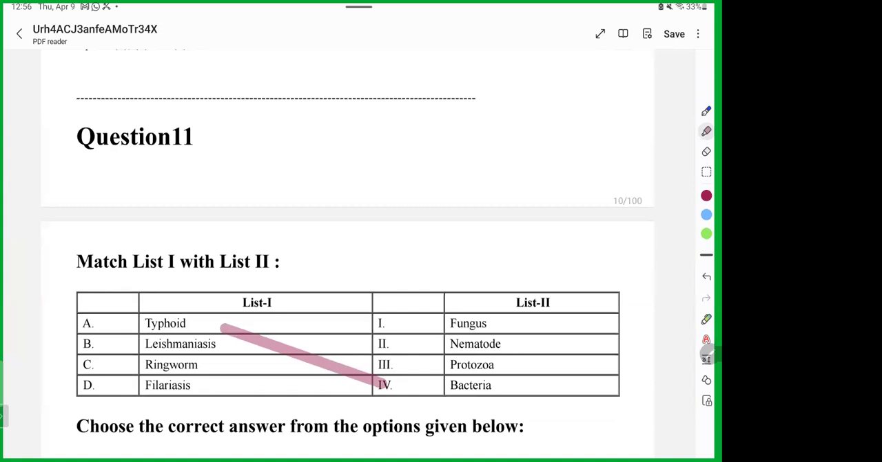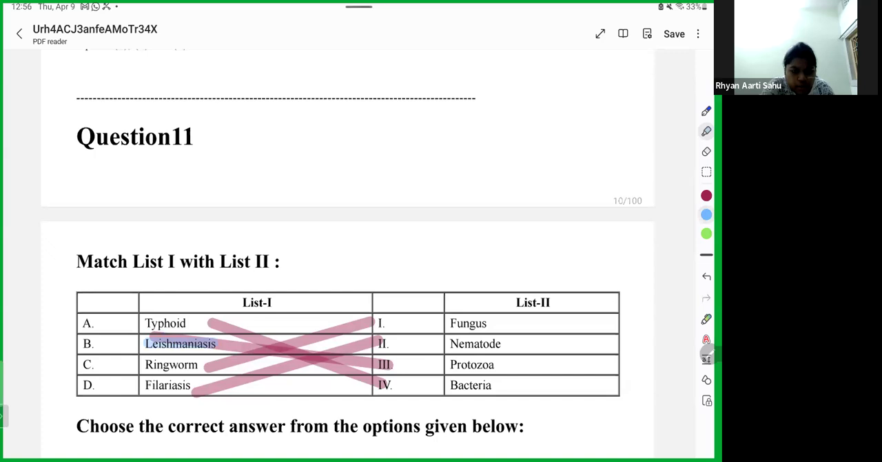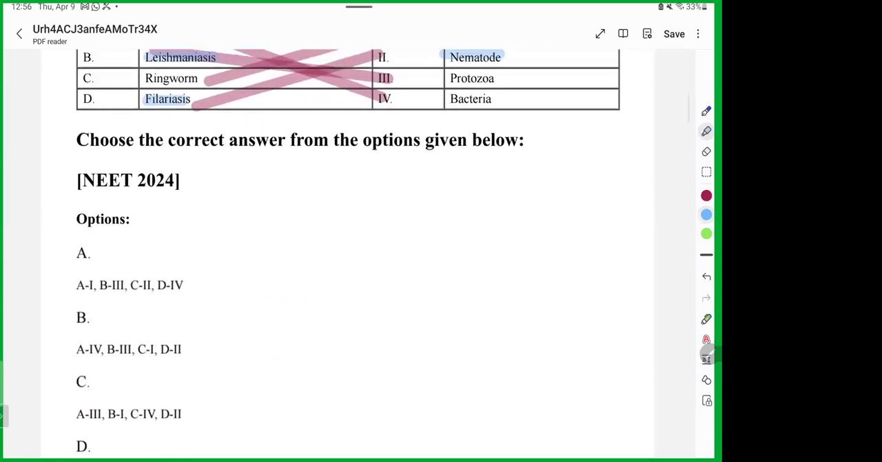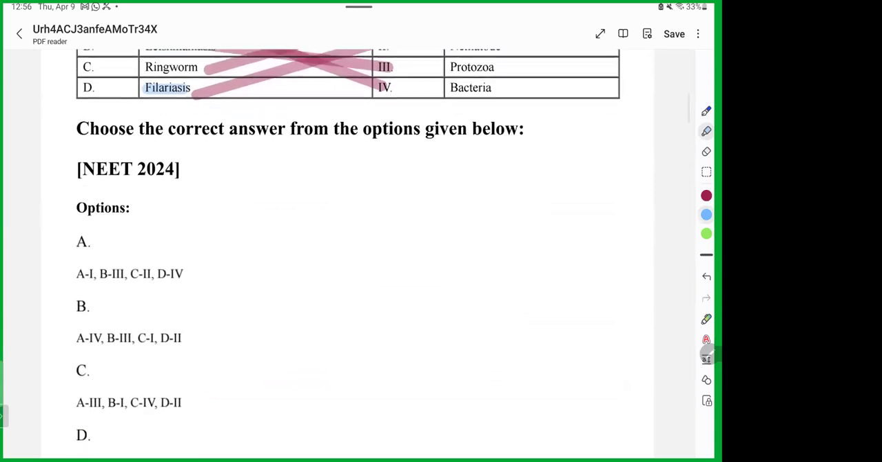Typhoid, filariasis, ringworm, Leishmania. Leishmania and trypanosoma, both are protozoa. But again, you don't have Leishmania in your syllabus, so you can eliminate. Filariasis is protozoan, right? Filariasis, elephantiasis, Wuchereria is a nematode. Understood? Yes, sir.